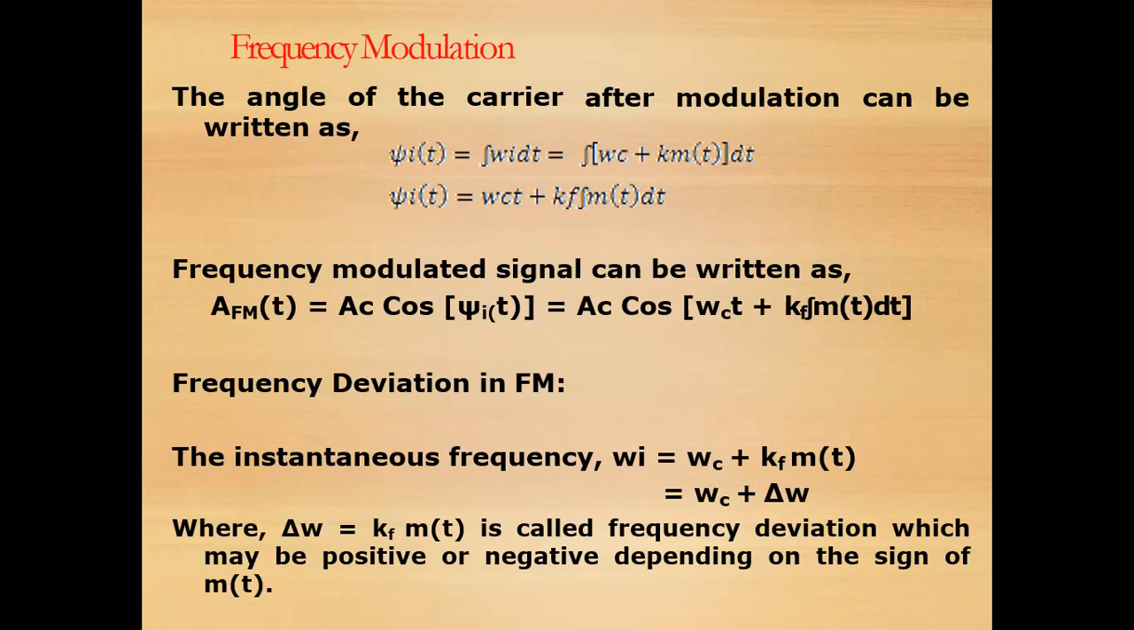From this, we can derive some of the terms like frequency deviation. Coming to frequency deviation, it is the variation of frequency. The formula for frequency deviation is kf into m of t. Frequency deviation we can represent by using del omega. So del omega is nothing but kf into m of t. It is called frequency deviation.